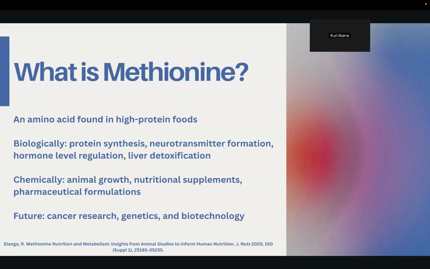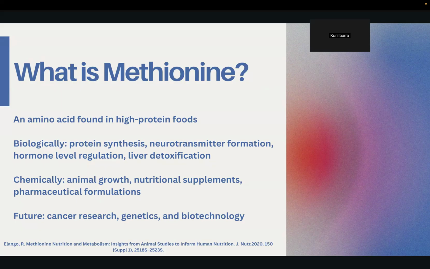In conclusion, methionine is an essential amino acid that the body cannot produce and must obtain from food. It is found in high protein foods like eggs, chicken, and fish. Biologically, it initiates protein synthesis, and it converts to SAM, supporting neurotransmitter formation and regulation of hormone levels. Additionally, this supports liver health by aiding in the breakdown of fats, regulating the metabolism and growth pathways.